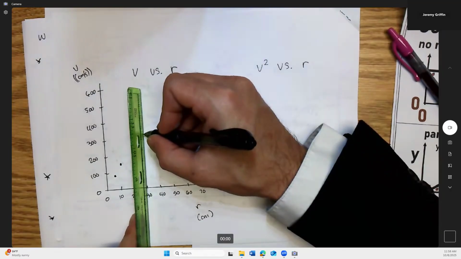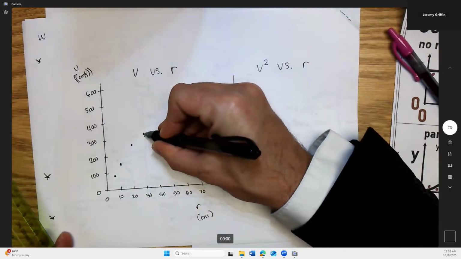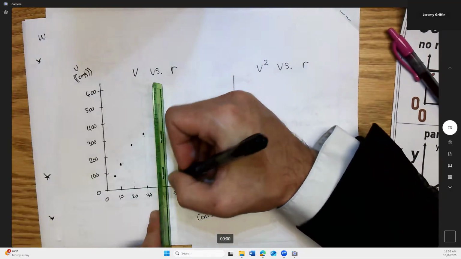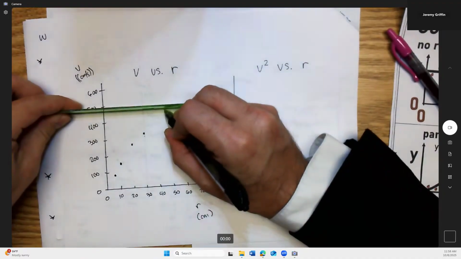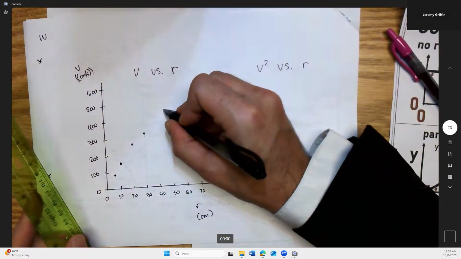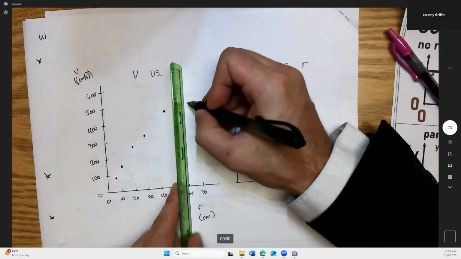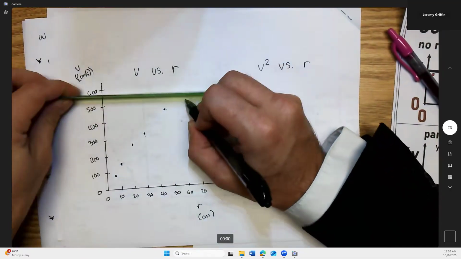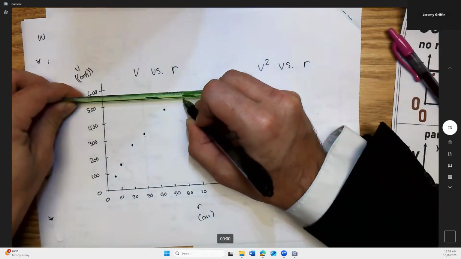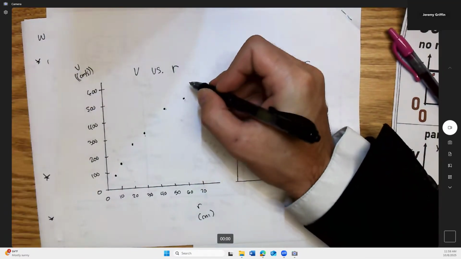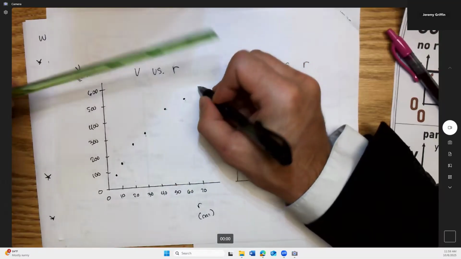30, 334. Next coordinate. 45, 467. Next coordinate. 60, 520... 522. Yeah, 65, 522. Next, 70, 576.